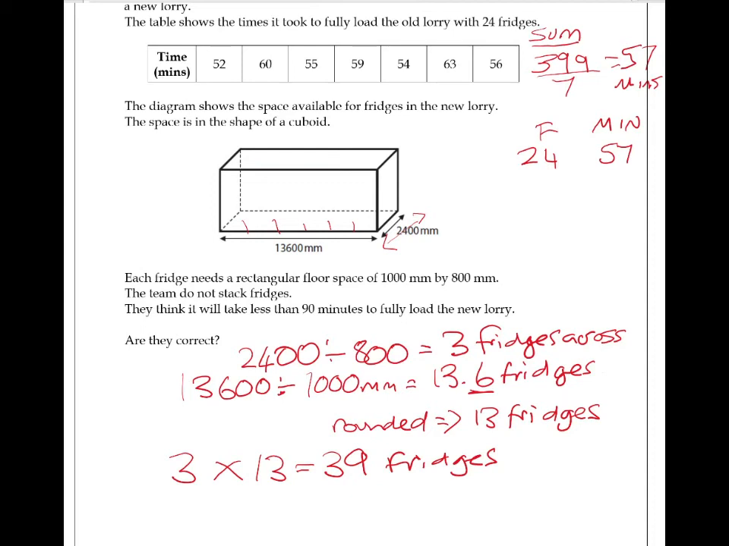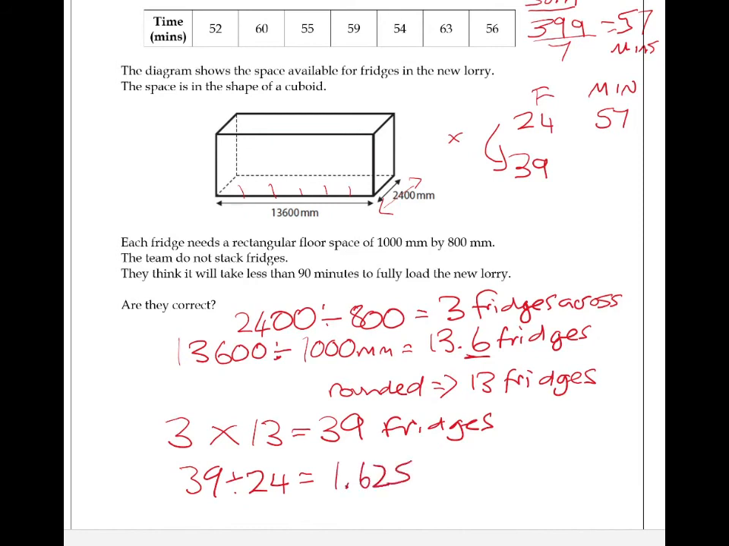Now, this is where our strapline comes in from earlier. We don't have 24 fridges, we have 39 fridges this time. So to find our scale, in other words, what have we multiplied 24 by to get our 39? 39 divided by 24 gives us our scale, which is 1.625. So multiply by 1.625 on one side, do the same on the other. So 57 times 1.625 is 92.625 minutes.